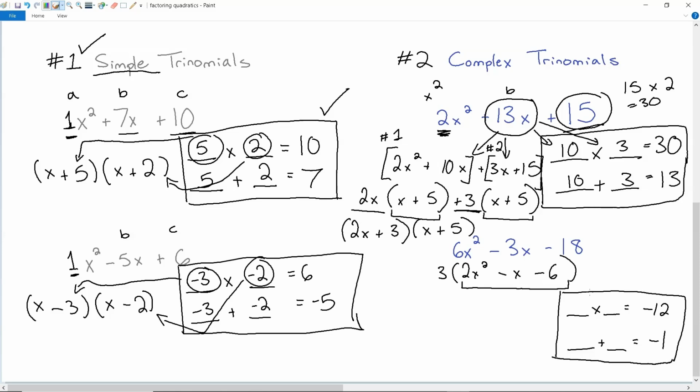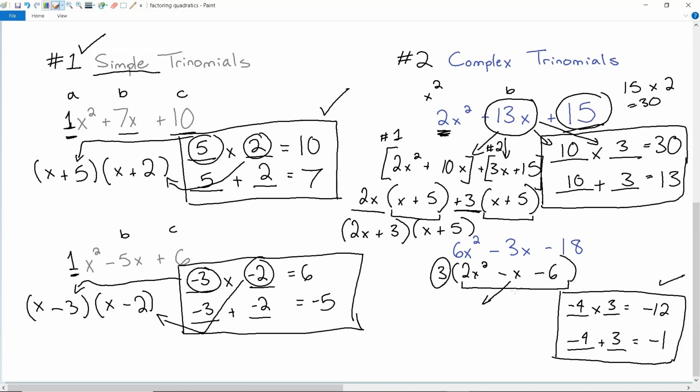These ones are a bit trickier because our numbers are so different from each other. But if I take a negative 4 and I times it by 3, I get negative 12. And if I add 3 to negative 4, I end up with my b term. So this should work. I'm going to ignore the 3 until the very end because we're not really dealing with it. So let's just look at the 2x squared minus x minus 6.